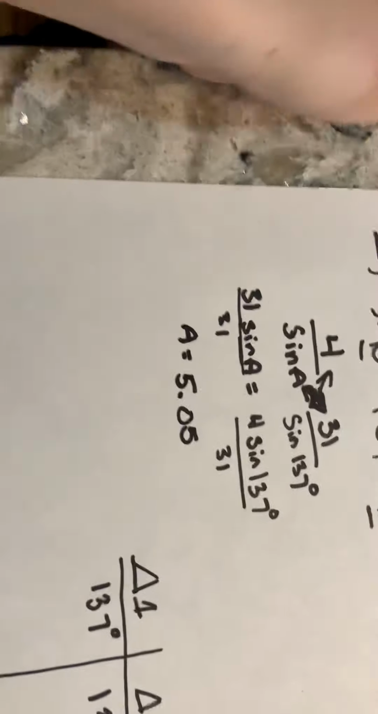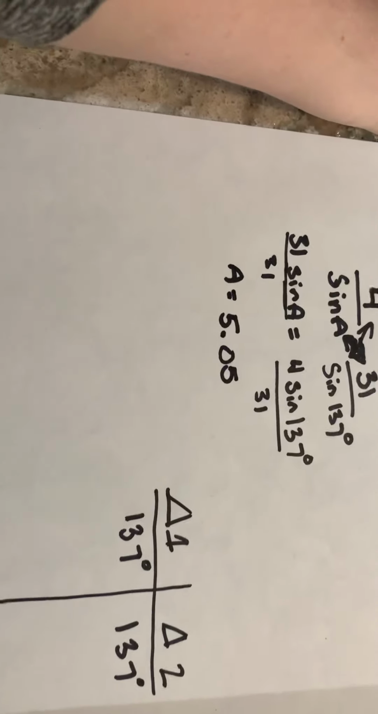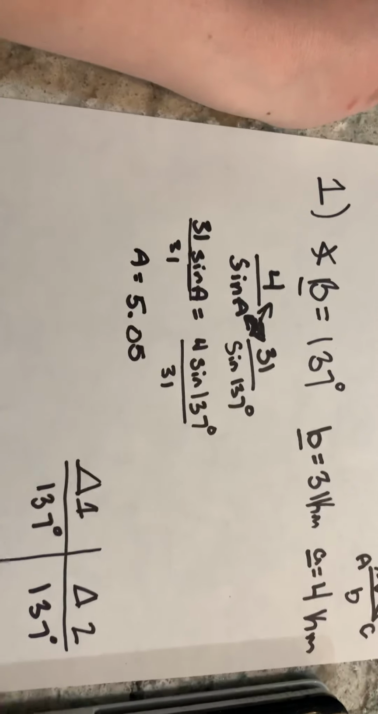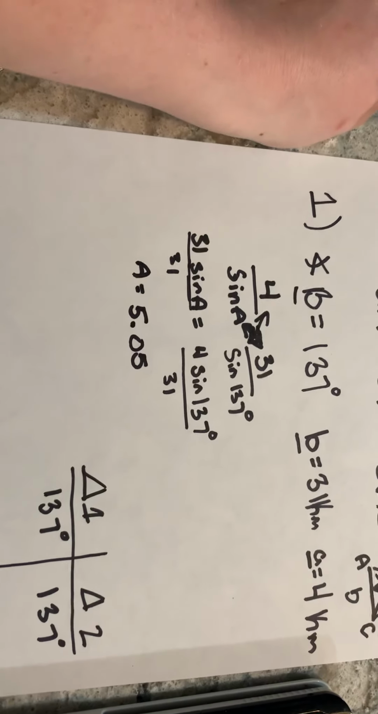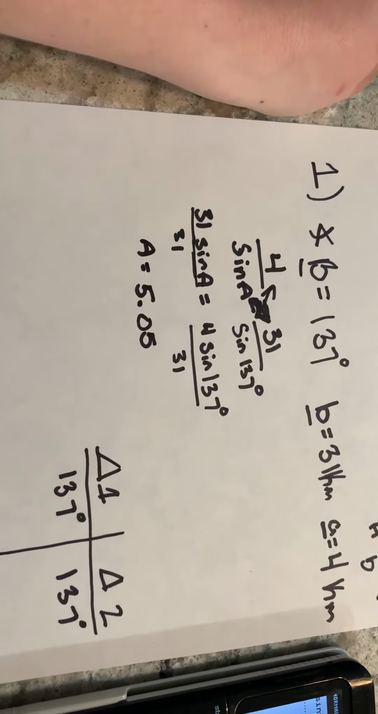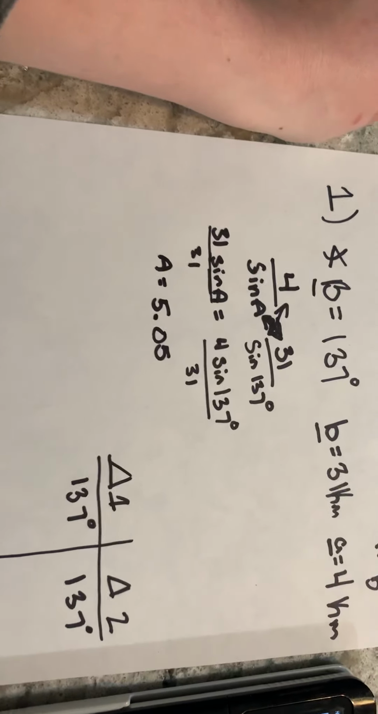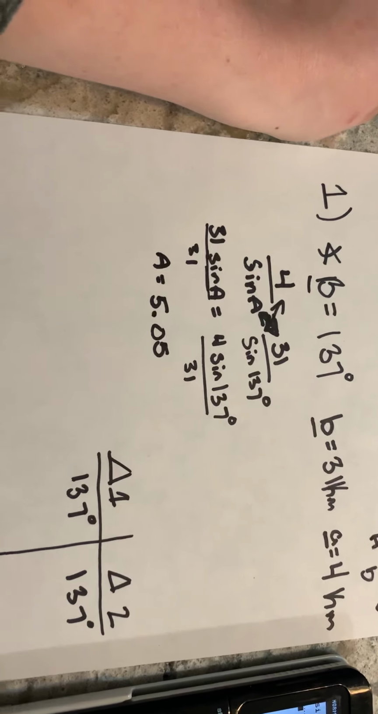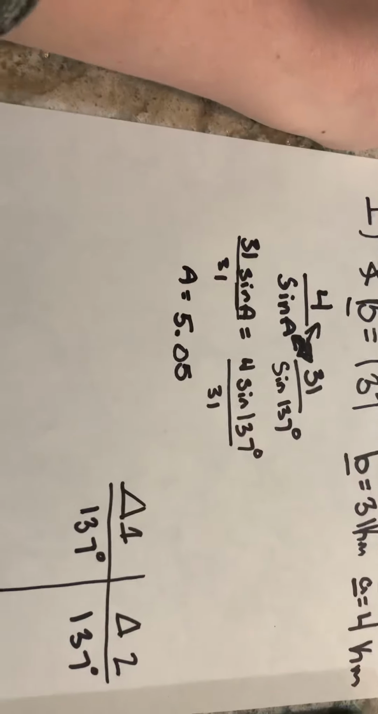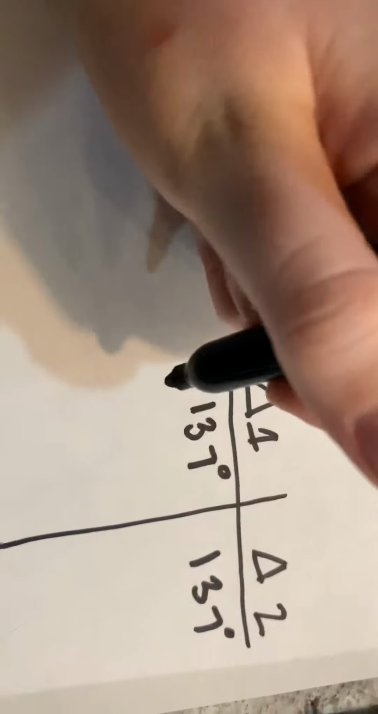But you're not done there, because you have to find another angle, and there's always 3 possibilities with these when you're doing the law of sines of what answers you can get. You can get 2 triangles, 1 triangle, or no triangles form at all. So the first thing we do is we'll write the 5.05 down in our little angle box.